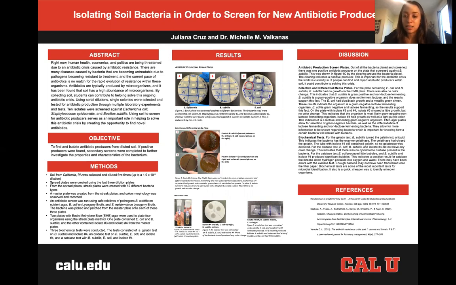Lastly, we have the biochemical tests. For the gelatin test, B. subtilis turned the gelatin into a liquid. When the gelatin turns into a liquid, this indicates that the bacteria has the enzyme gelatinase, and the gelatinase hydrolyzed the gelatin. The tube with isolate number 4 still contained gelatin, so that means that no gelatinase was present or detected.